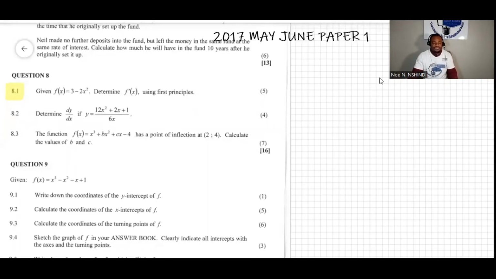Well, we have another question here, question 8. Question 8.1 says, given f of x equal to 3 minus 2x squared, determine f prime of x using the first principle. All right, the first principles now. I want to write the question over here, question 8.1. We're looking for f prime of x using the first principle, while f of x itself is given by 3 minus 2x squared.